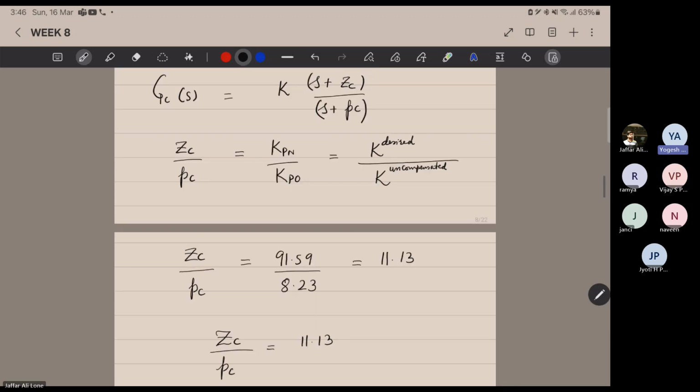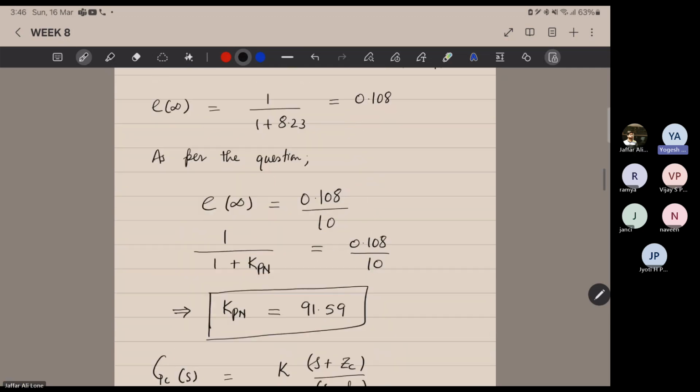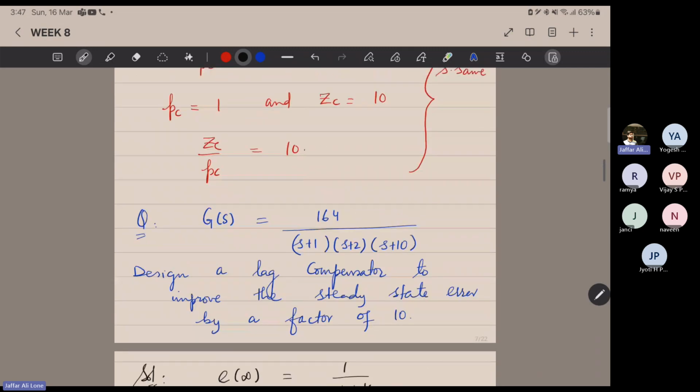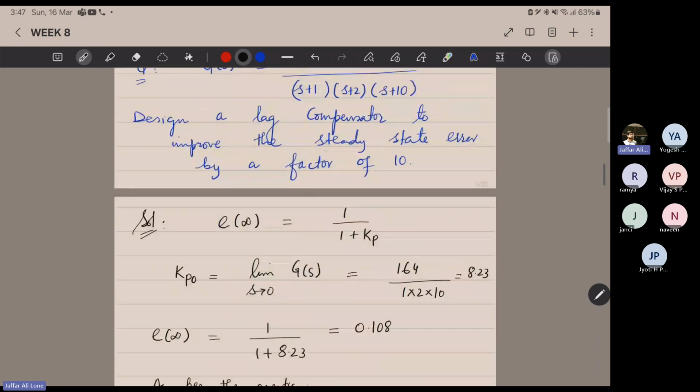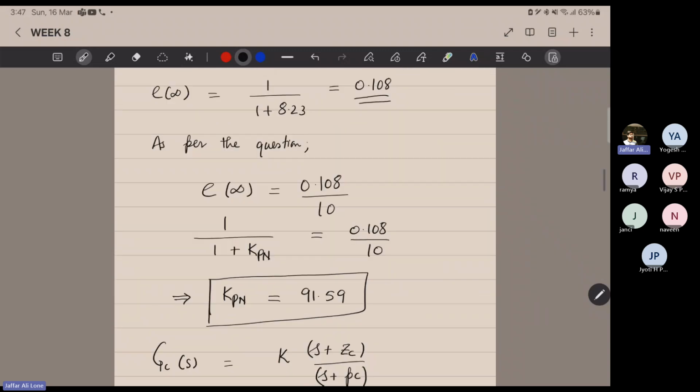New K decreased by 10%? That means the ratio should be 91.5. Where did I say that new K is decreased by 10%? In my question, I said the steady state error should be decreased by a factor of 10, not new K. There's a difference between steady state error and K. Yes, so here I wrote this steady state error, as per the question, should be decreased by 10. Then I need to find the new K, the compensated K.